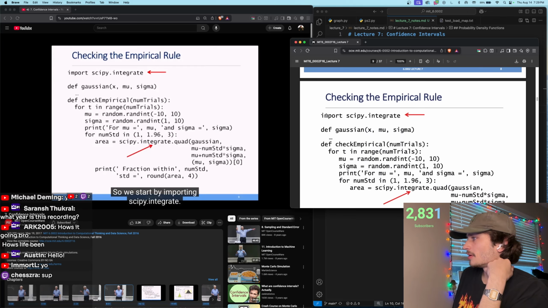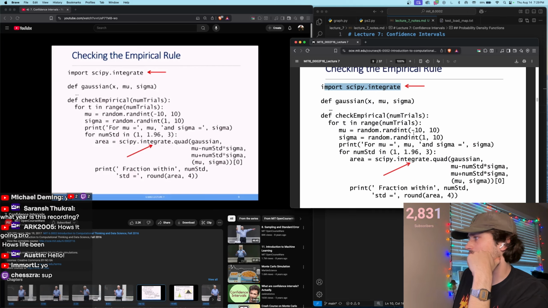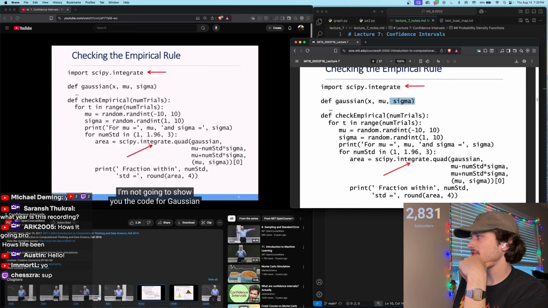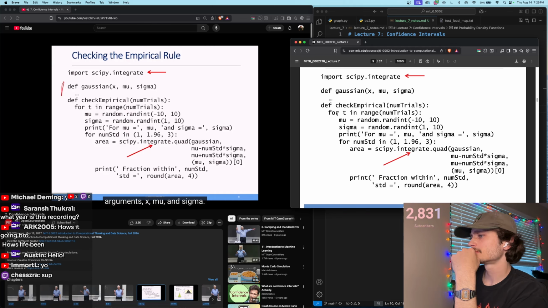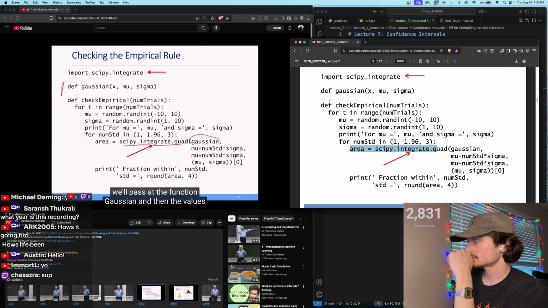So we start by importing scipy.integrate. We establish a Gaussian function that takes an x, a mean, and a standard deviation. I'm not going to show you the code for Gaussian since I showed it to you a couple of minutes ago. But I wanted you to remember that it takes 3 arguments: x, mu, and sigma. Because when we get down here to the integration, we'll pass it the function Gaussian. So Gaussian will be our function. And then the values that we want to integrate over. So our lower bound, our upper bound.